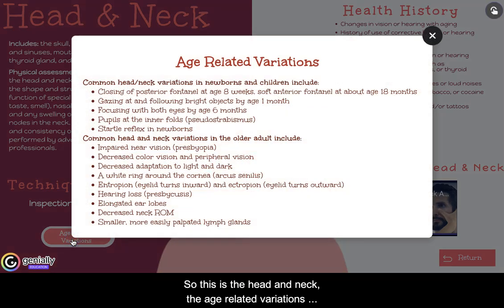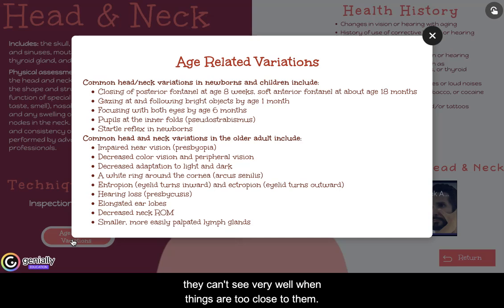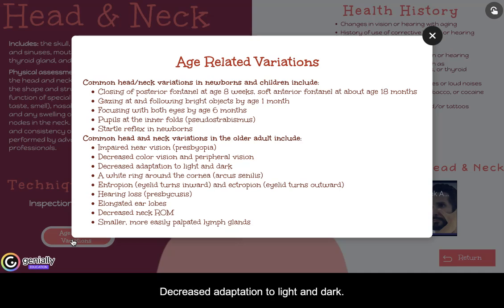The age-related variations, commonly in older adults. We're going to focus on the older adult. They have presbyopia, impaired near vision. They can't see very well when things are too close to them. That's an age-related change. It's called presbyopia. Then we have decreased color vision and peripheral vision, their vision on the side, the periphery. Decreased adaptation to light and dark. When you turn on and off the light, decreased adaptation to it.